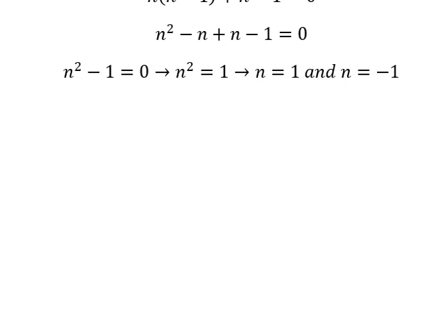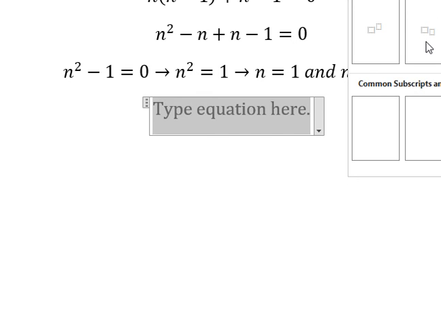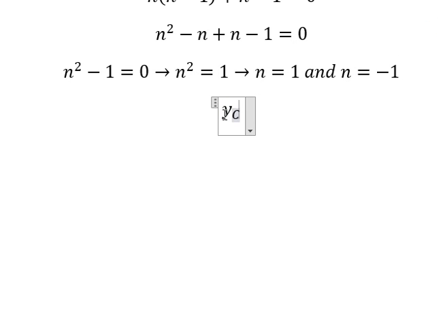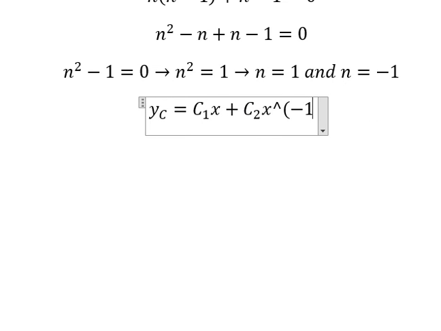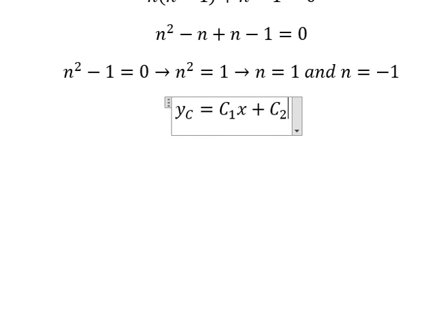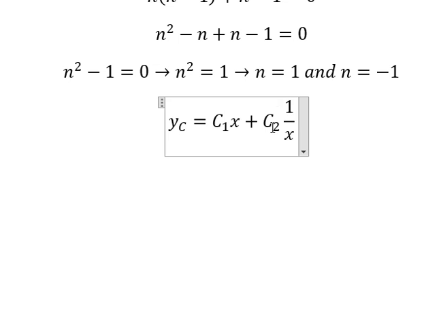Next, we have y_c in here. So we have c1, that is constant number 1, times s to the power of n. We change n into 1, so we have s to the power of 1, so we can write it as s. Now we have c2, that's s to the power of negative 1, so we can write it as 1 over s.